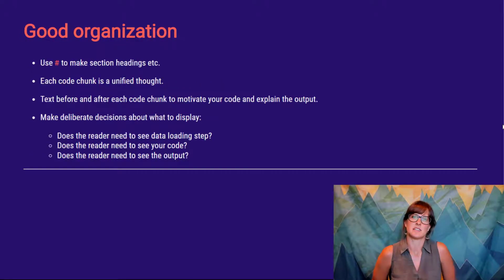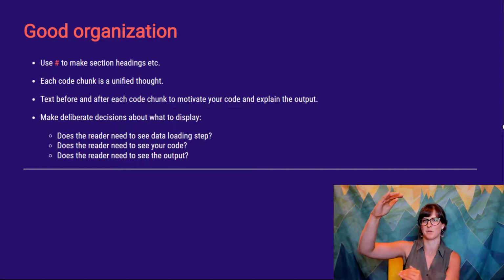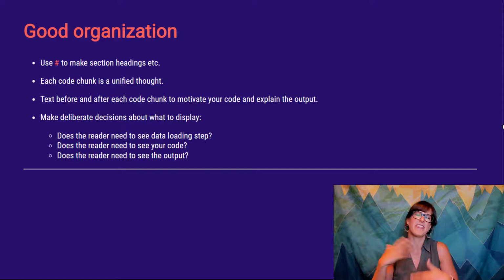And then as you do the rest of the document, just make sure that it's nicely organized. Make sure that you use these hashtags in order to make the section headings and subheadings. Make sure that each code chunk is kind of a unified thought. There's not really a single right answer for what you should put in each code chunk. I suppose there's two wrong answers. You shouldn't just have one chunk for every single line of code, and you shouldn't have all of your code together in one big mega chunk. But beyond that, it's kind of subjective.